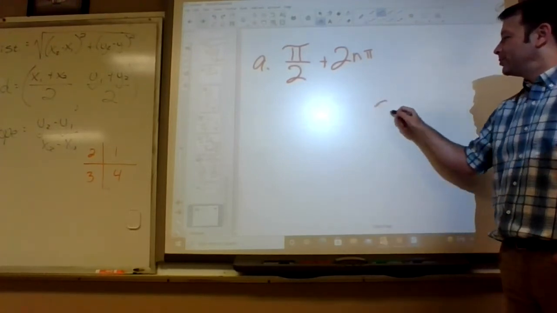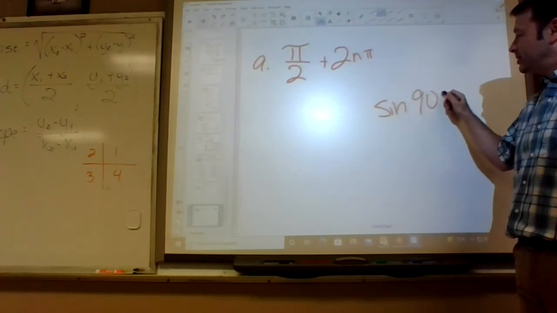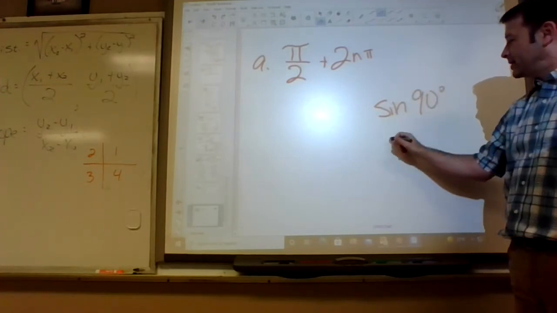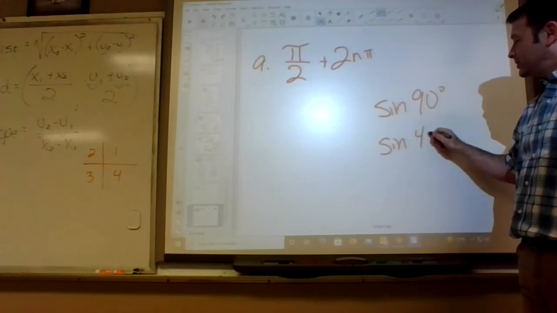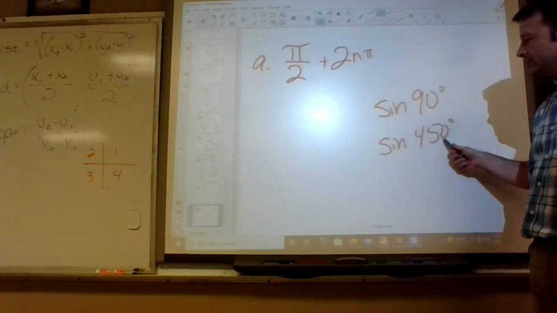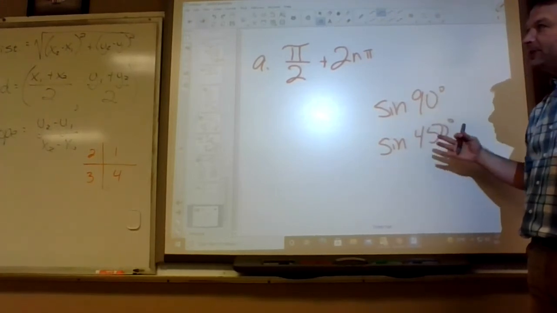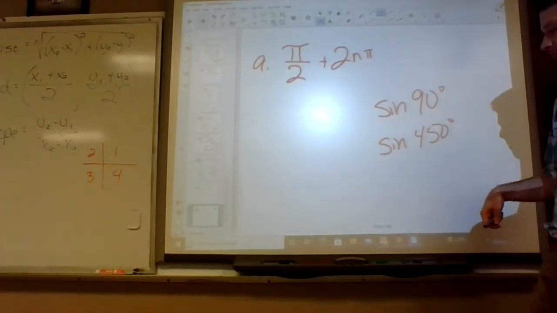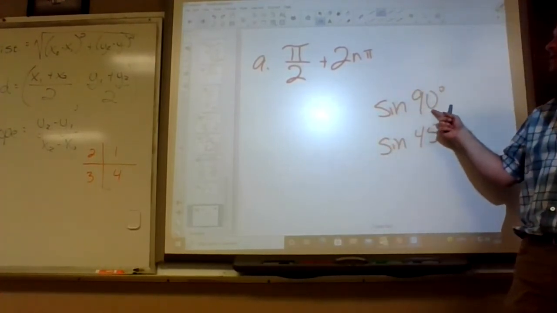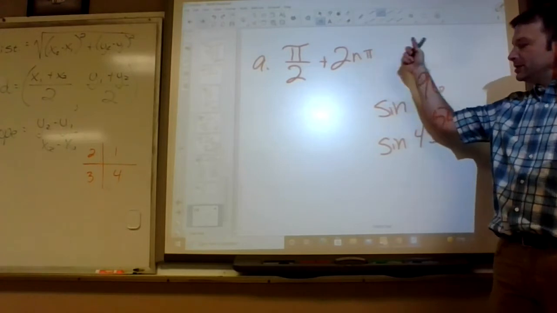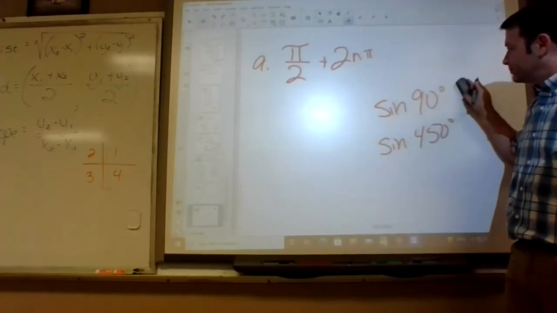So, for example, sine of 90 degrees is 1, but if you add 360 to that, sine of 450 is also going to equal 1. This equals 1, this equals 1. You keep adding 360, you'll keep getting the same. Or subtract 360. n could be negative 1. That's kind of cool.